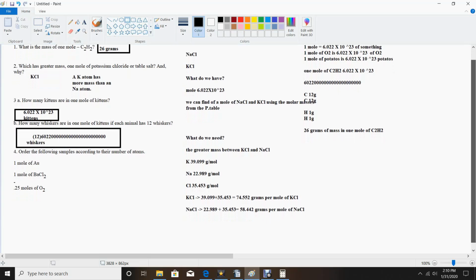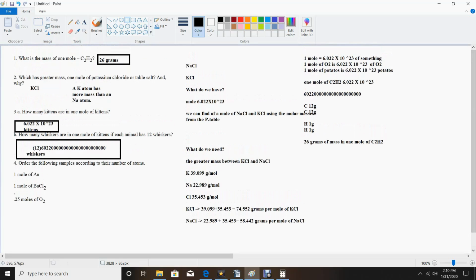Lastly, let's do the ordering. Think about what do you have and what do you need. Order the following samples according to their number of atoms. So I have these samples. I know their chemical formula. That's going to be useful. I know how much of each one I have because I know what a mole is. What I need to know is their order in the number of atoms. In other words, how many atoms are in each one of these samples? Well, let's start by answering that question.